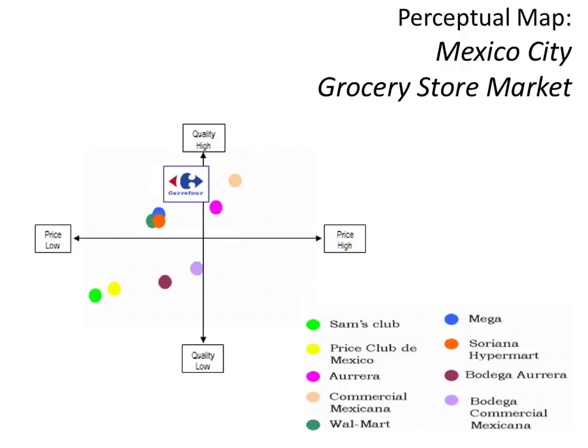Through their research, they plotted a number of their competitors. So as you can see, Sam's Club, Price Club de Mexico, Herrera, Comercial Mexicana, Walmart, Mega, Soriano Hypermart, Bodega Aurrera, and Bodega Comercial Mexicana are all listed on this perceptual map. And Carrefour also indicated how they want to be perceived on the map. They want to be perceived as high quality at a moderate to slightly on the low side price.